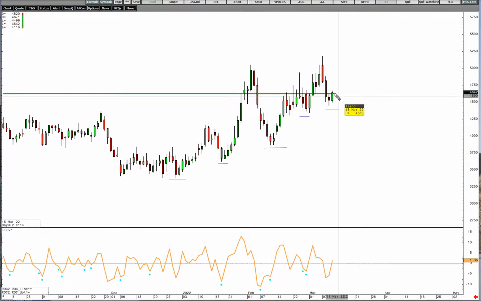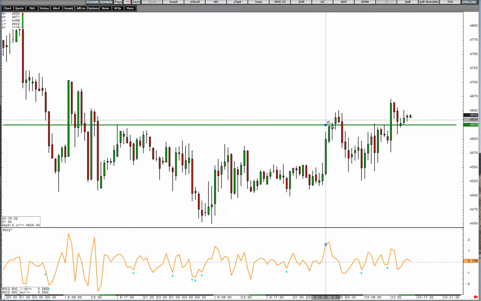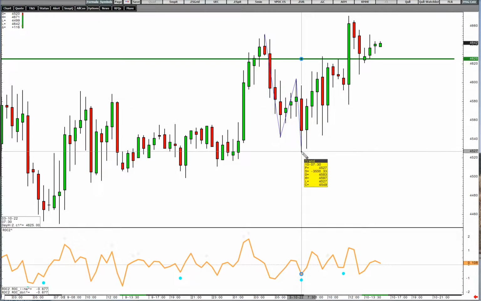And so here, I was looking for that violation of the high, and we got it at 3:30 a.m., so during the European session. Given that it happened so early, I started looking at a 30-minute, and we got this move down here, this move down here, this move down here.